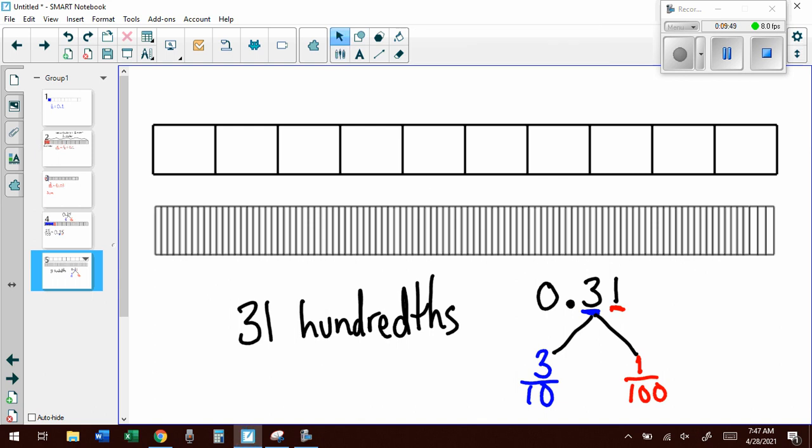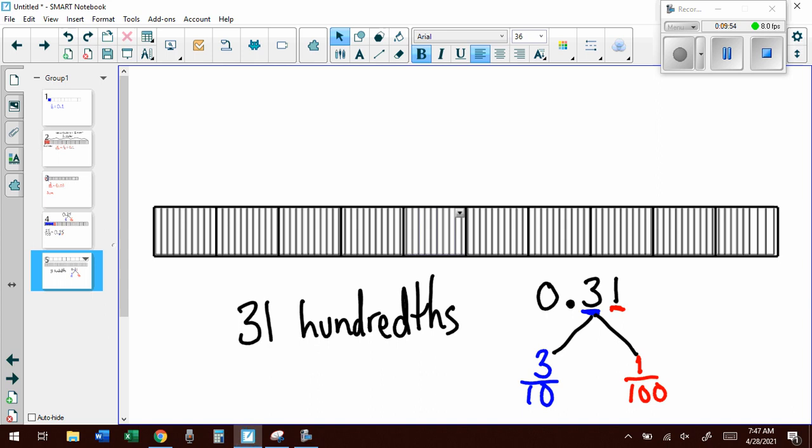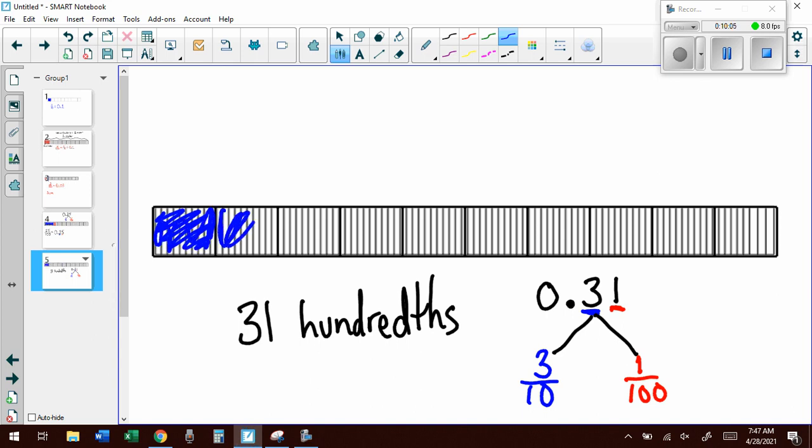Using our tape diagrams here, we can show 3/10, 1, 2, 3/10, and 1/100th.